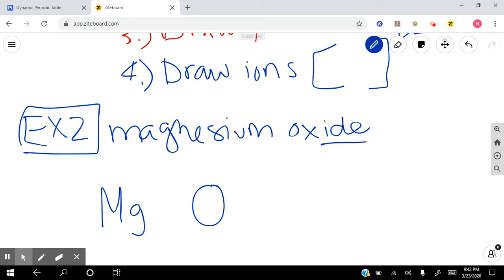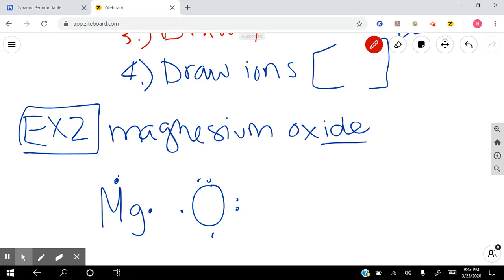All right, if you found magnesium, it is in group 2. And oxygen is in group 16, so therefore it has 6. Okay. This is a little different than the first example. Magnesium needs to get rid of 2, and oxygen needs to gain 2. Remember, the magic number for stability is 8 valence electrons. So magnesium is going to transfer.